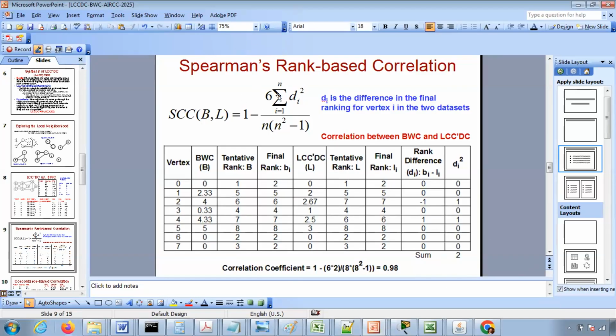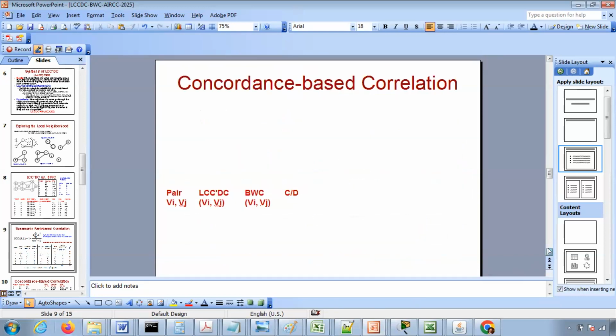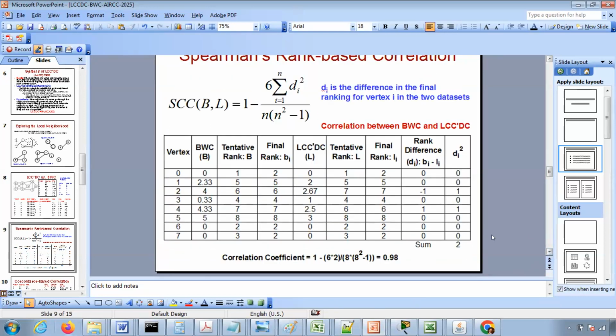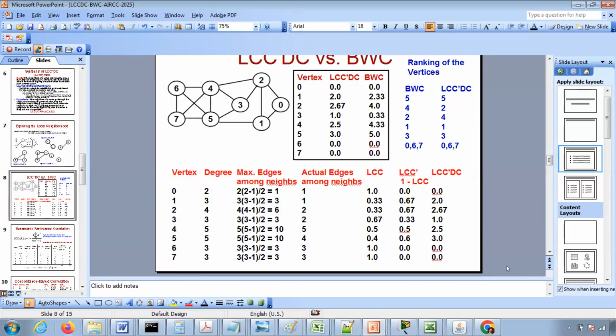So this is the formula. There's 1 minus 6 times the sum of the squares of the differences divided by n times n squared minus 1. N is the number of nodes in the graph. So if you plug in all these values, you get 0.98, which is pretty much close to 1. So for this graph, we can see these two rankings basically. The correlation coefficient quantifies the extent of similarity in the rankings. In this case, it's 0.98, the similarity between the two rankings.